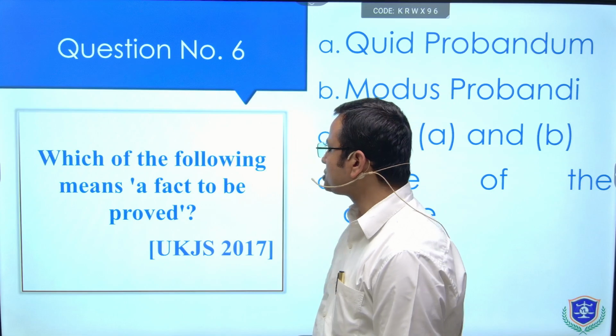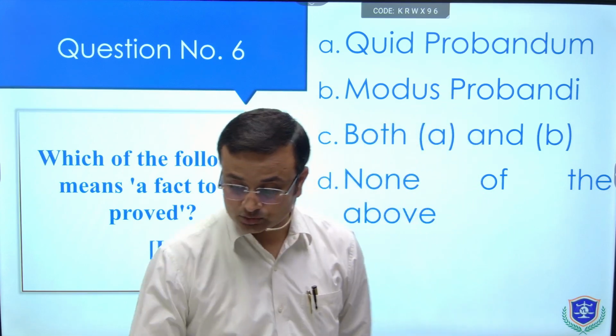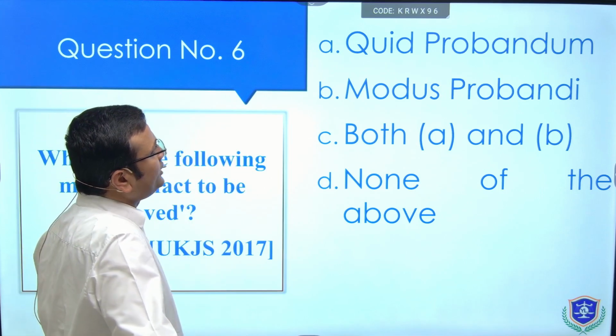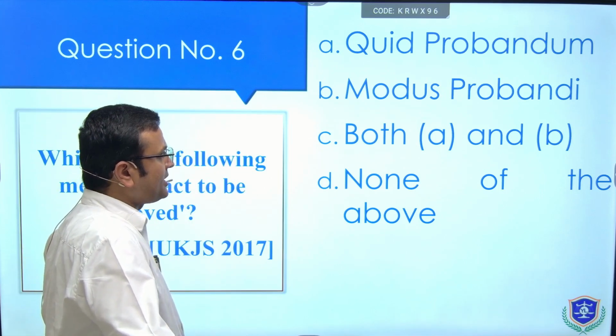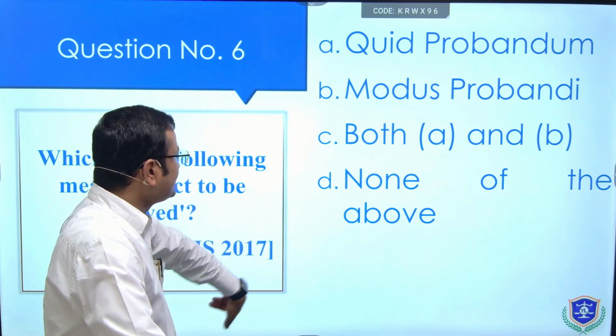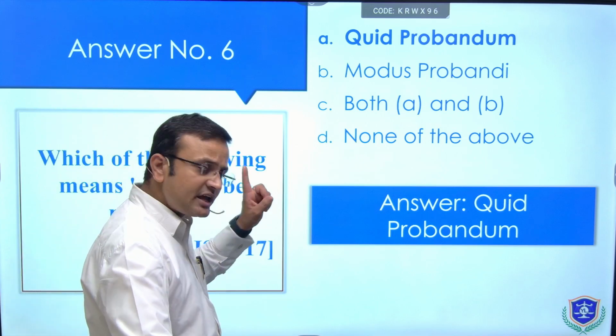Next question is, which of the following means a fact to be proved? This has again been asked in Uttarakhand Judiciary. Options are quid probandum, modus probandi, both A and B, none of the above. So let's see the answer. The answer is quid probandum, that is A option.